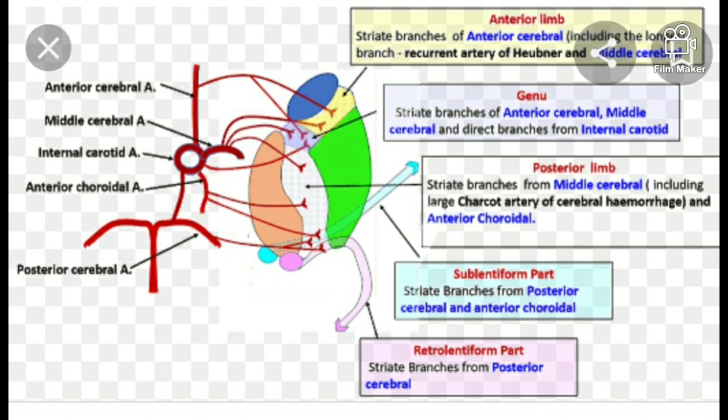The posterior limb is supplied by the anterior choroidal artery, which is the largest branch of the middle cerebral artery. The sublentiform part and retrolentiform part are both supplied by the posterior cerebral artery. In addition, the sublentiform part is supplied by the posterior cerebral artery and the anterior choroidal artery.